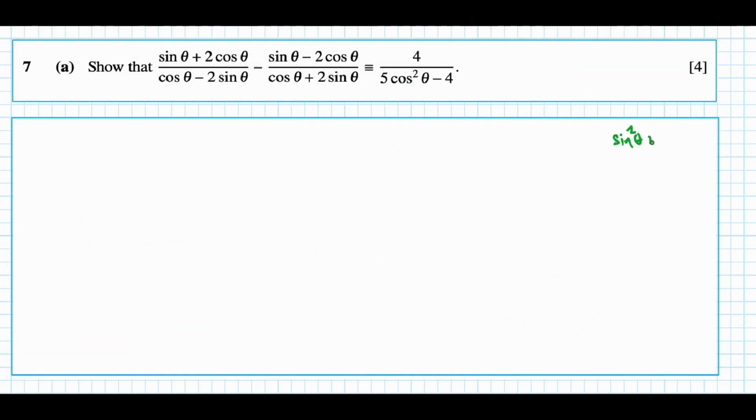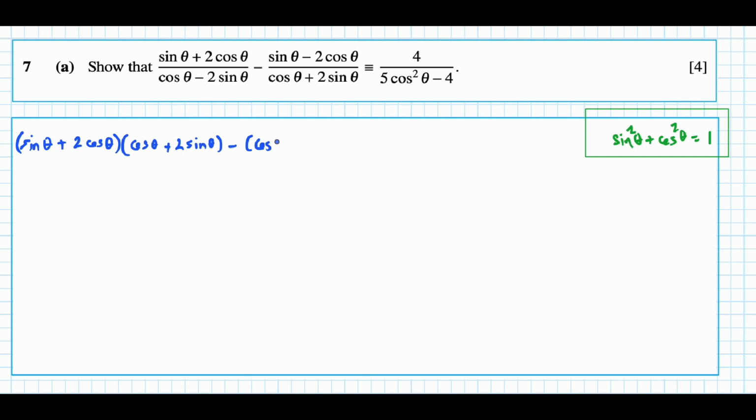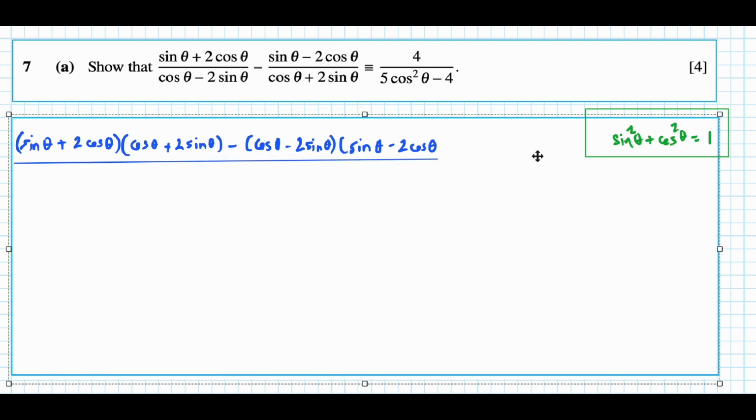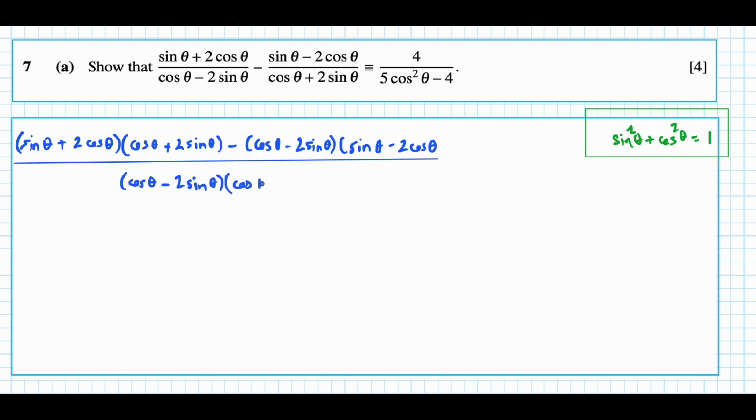fairly expansive looking trigonometry identity. On the right hand side, I've written out our relevant identity, and now we're going to multiply across as you do with these types of questions. So we have to equate this to 4 over 5 cosine squared theta minus 4. So there's a lot of detail here. So just multiply everything across, and then we have our base, which will be cosine theta minus 2 sine theta times cosine theta plus 2 sine theta. So two middle parts will cancel out there. So we should end up with cosine squared theta minus 4 sine squared theta on the denominator, eventually maybe.